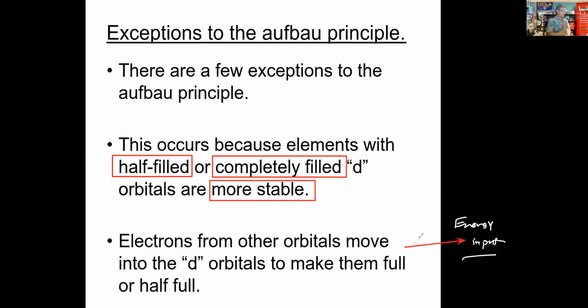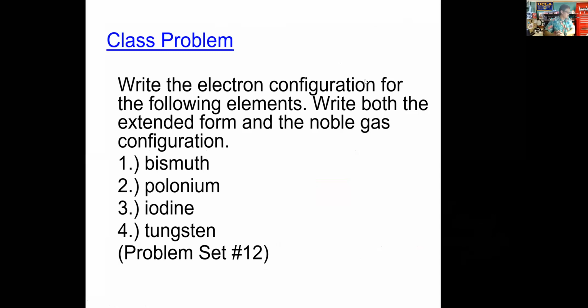All right, so with that said, let's take a look at number 12 here. I would like you to write out the electron configurations for these 4 elements. Don't worry about the extended notation. Just go ahead on your paper and write out the noble gas configuration for these 4 elements. And then when we get back, I'll go over it with you, and then we'll continue on. I'll see you back in about 2-ish minutes. Go ahead and get started.